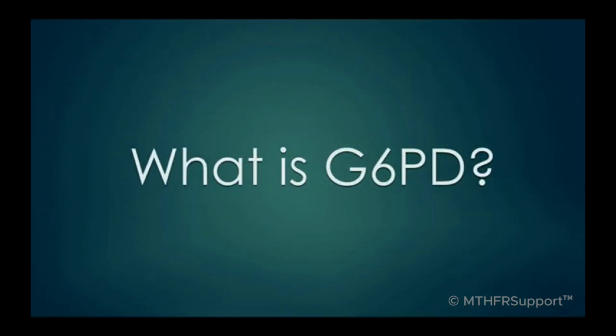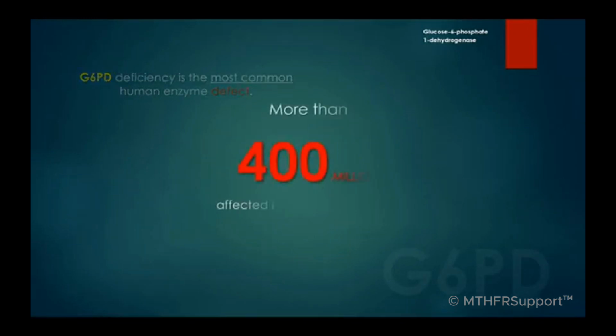G6PD. G6PD stands for glucose 6-phosphate 1-dehydrogenase. G6PD deficiency is the most common human enzyme defect, affecting more than 400 million people worldwide.